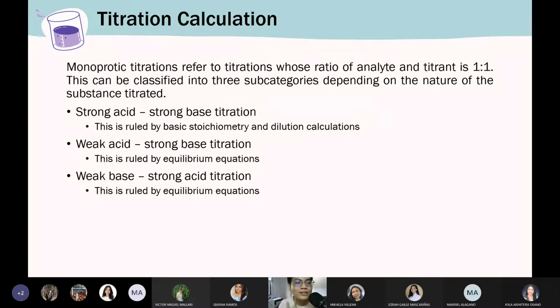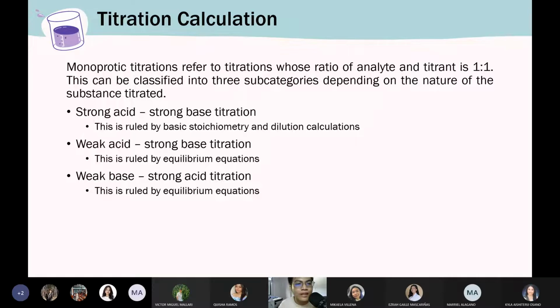So again, just for the simplicity, we'll just focus on the monoprotic titration. When I say monoprotic, only one proton is being transferred and reacted with. So, meaning the stoichiometric ratio of our chemicals is 1-to-1. So, you don't need to balance anything kasi 1-to-1 na yung ratio nila.